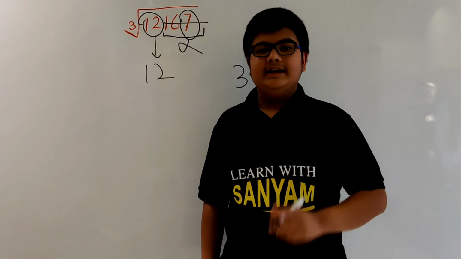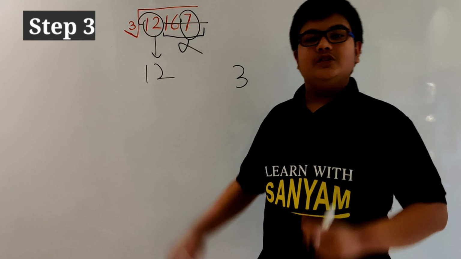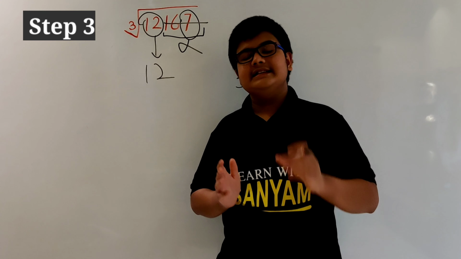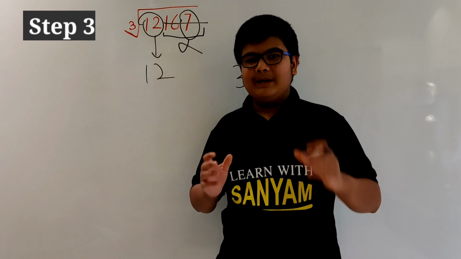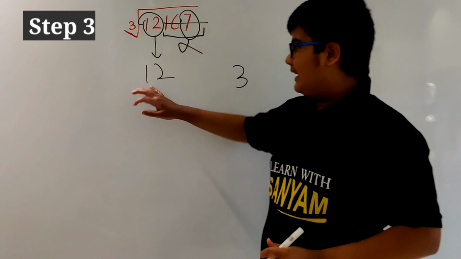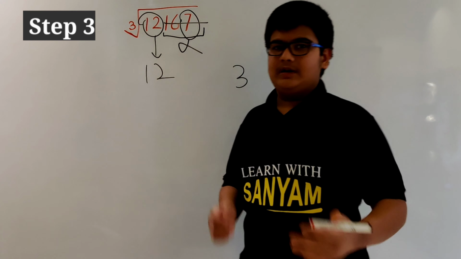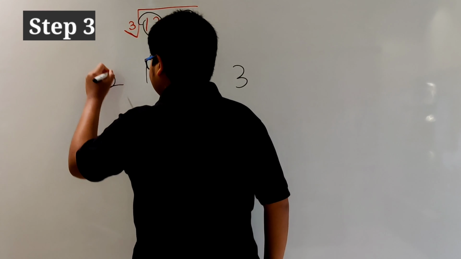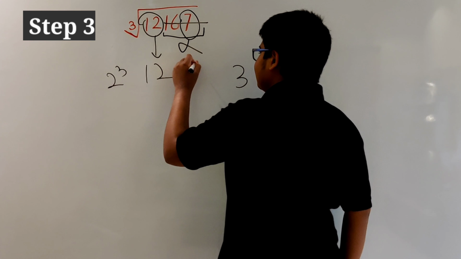Now what you have to do is check that this leftover number falls between the perfect cubes of which two numbers. So you have to check that this number is coming between the cubes of which two numbers. You can see that 2 cube is 8 and 3 cube is 27.